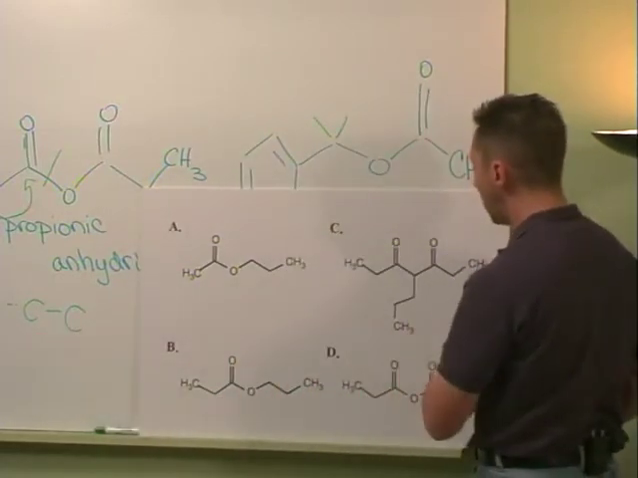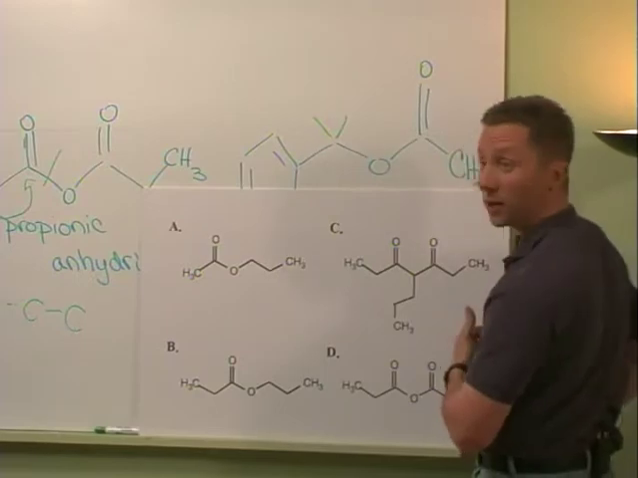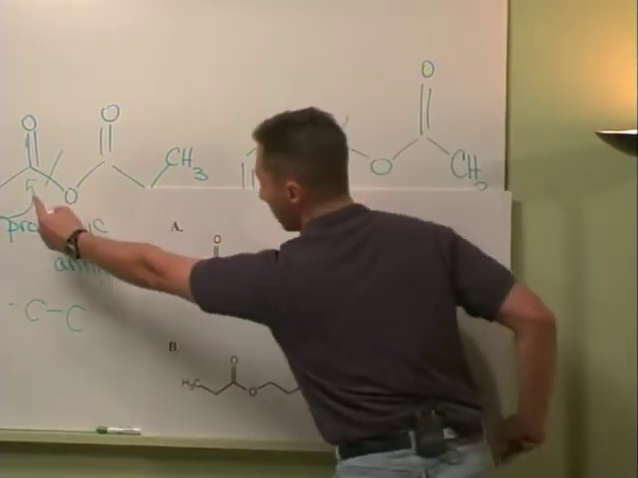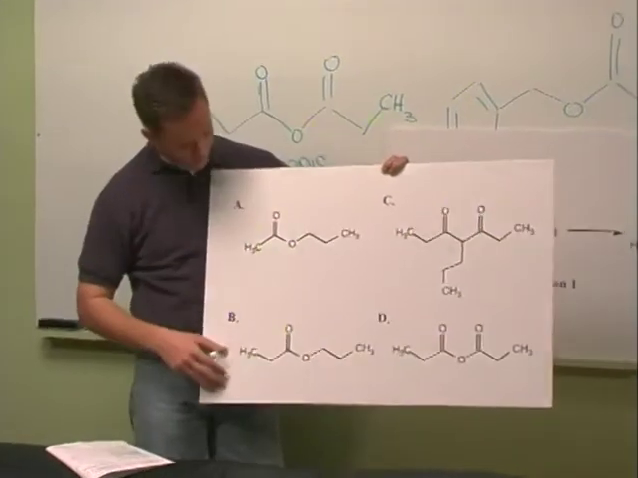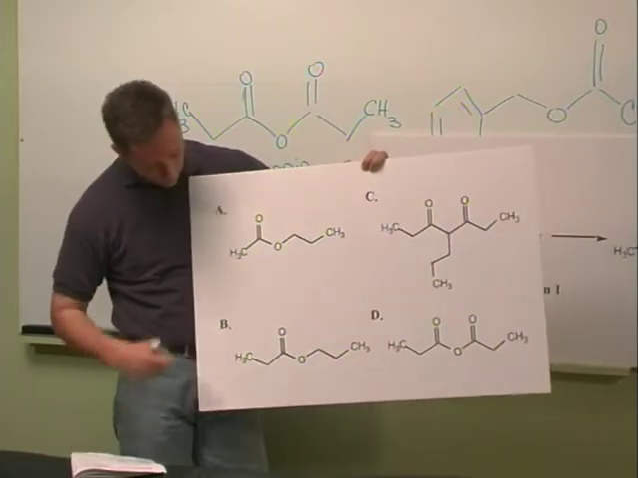D is out, and C is just kind of weird. I don't know exactly what happened there, but that's certainly not the mechanism being described here. So B is the only one, and C is not an ester. C's got to go, so it's got to be B. Best answer for question 201 is B.